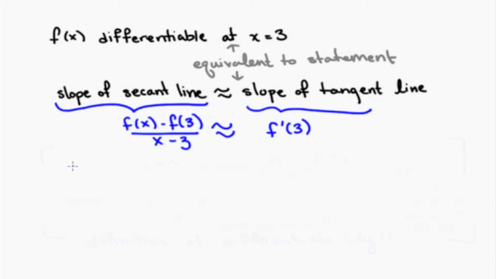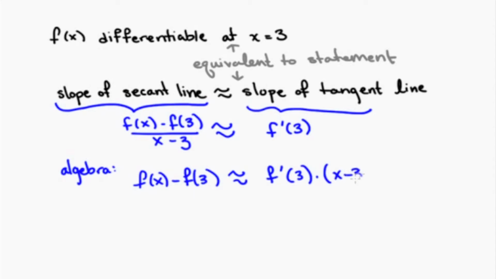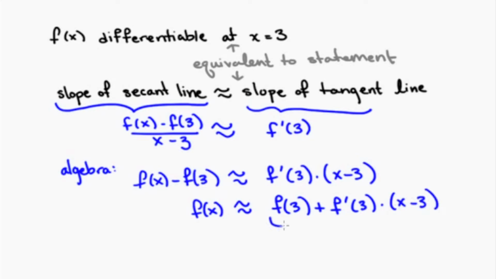To relate all of this to linear approximations, we use a bit of algebra. First, we multiply both sides by x minus 3, and we get f(x) minus f(3) approximately equal to f prime of 3 times (x minus 3). Adding f(3) to both sides, we get that f(x) is approximately equal to f(3) plus f prime of 3 times (x minus 3). And this right-hand side is then the equation for the tangent line at 3. So indeed, the tangent line closely approximates the function as long as x is close to 3.